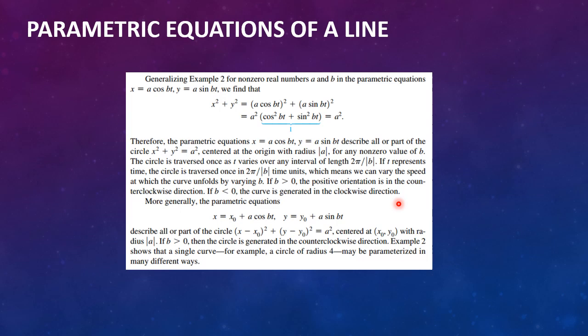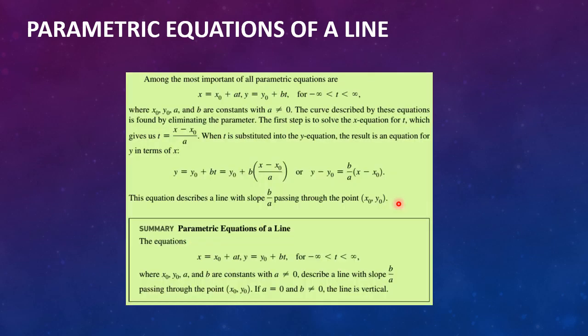Example 2 showed that a single curve, for example, a circle of radius 4, may be parameterized in many different ways. We went around the circle with different parameters of time and period, if you will. Among the most important of all parametric equations are x equals x sub 0 plus at, and y equals y sub 0 plus bt for t between negative infinity and infinity, where x sub 0, y sub 0, a, and b are all constants with a not equaling 0.